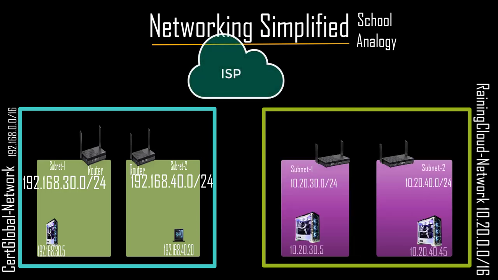And we need to send some data from device 1 in subnet 1 in the CERT Global company to the device 2 in subnet 1 inside Raining Cloud subnet. So the data needs to go from here to here. Now how will this happen? Remember that the outermost boundary, which we call as network, does not have doors yet. There must be some kind of a door that will open up when the data wants to go out and get in, isn't it? So let's install that door.